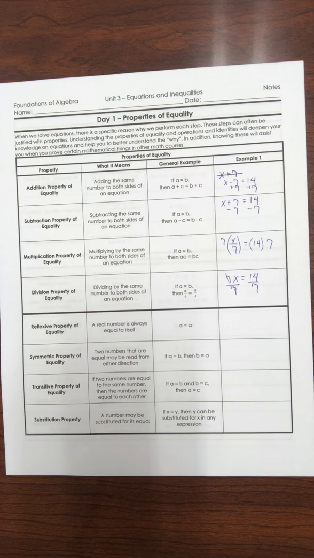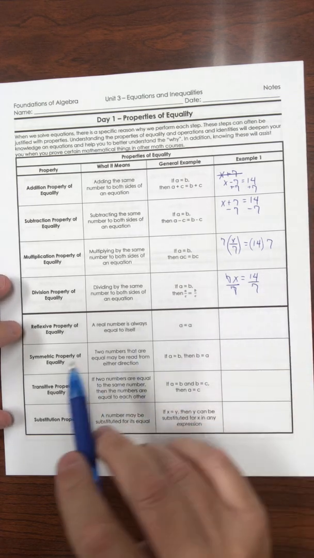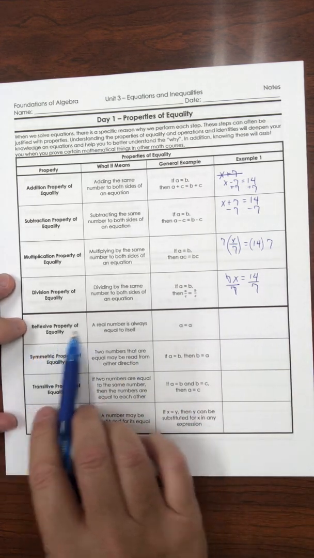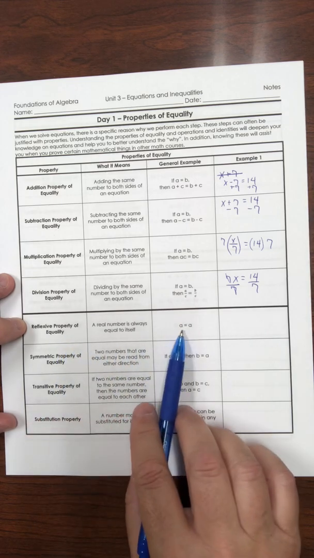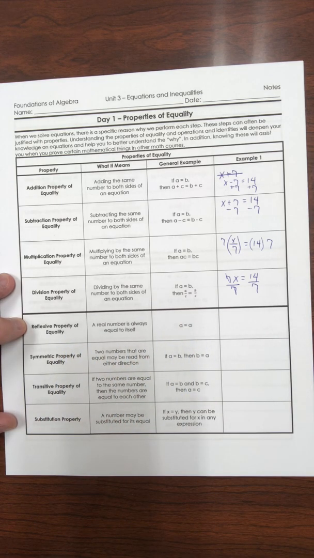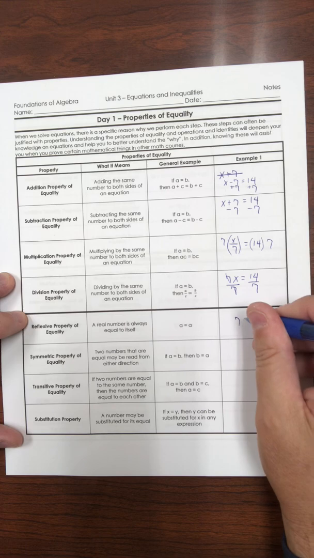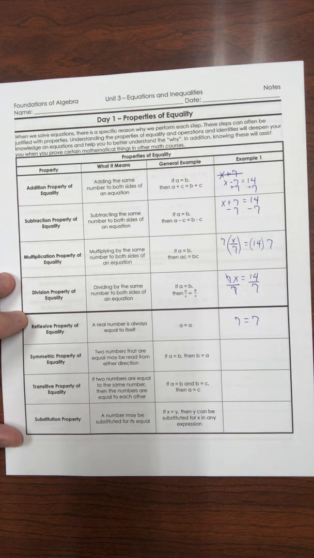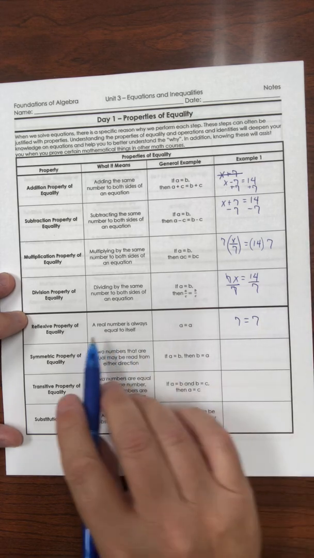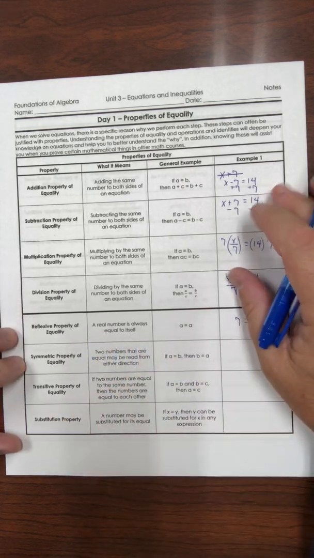Excuse me, we're going to do something called proving equations, or why we can do things the way we do them. Reflexive property of equality. If a equals a, well, that makes sense, right? 7 equals 7. A number is always equal to itself. That's what it's saying right here.